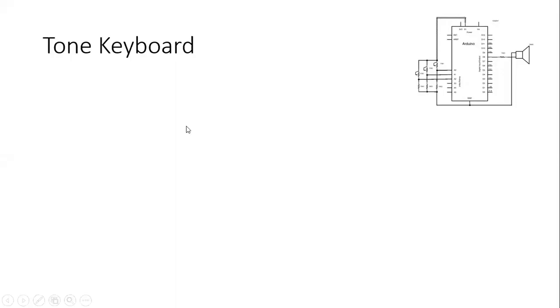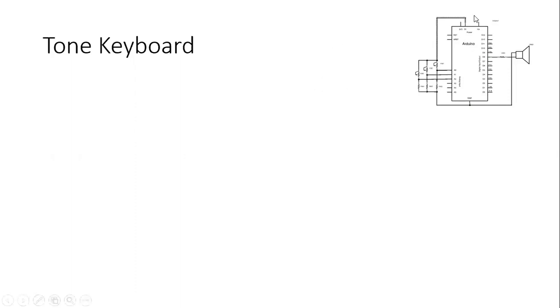Hi. In this video, I'll explain how to design a musical keyboard with three keys. Okay, so that is the aim here. This circuit illustrates that three switches are connected to three pins, and a speaker is connected to the digital pin of the microcontroller. So these three switches are going to be the input and the speaker is going to be the output.